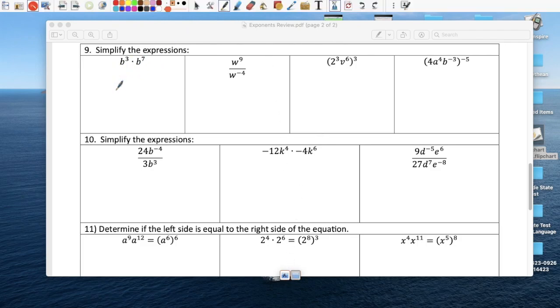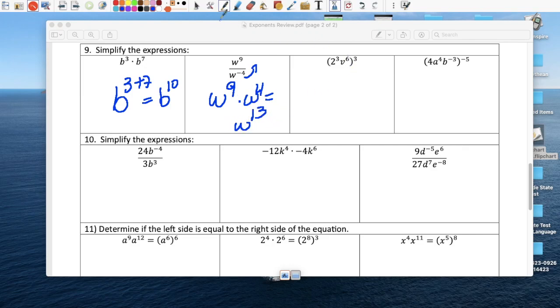Bases are the same. We're multiplying. Keep the base. Add the exponents. 3 plus 7, and we get b to the 10th. Ta-da! Done. W to the 9th over W to the negative 4. So let's make that positive first. So here, W to the 9th stays where it is, but the W to the negative 4 is going to come upstairs. And it's going to be positive, and we get W to the 4th. Now we do the product rule. Bases are the same. Keep the base, add the exponents. We get W to the 13th.